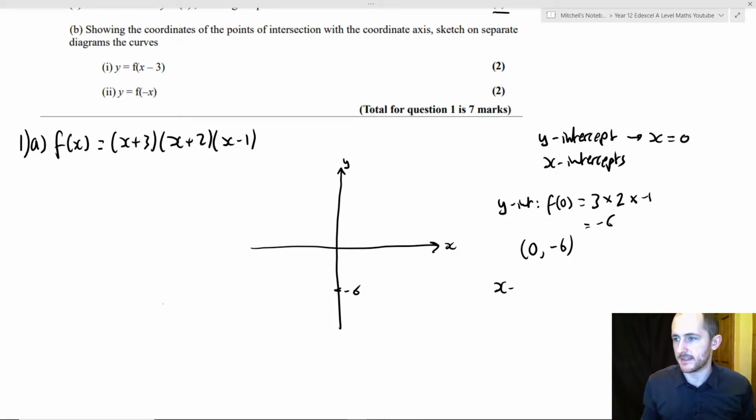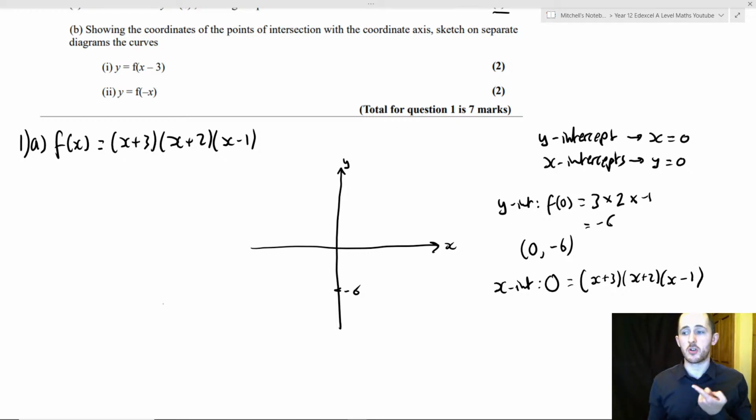Now with an x-intercept, that's the opposite. That's when y equals 0. So what we're going to do here is we're going to say 0 equals x plus 3, x plus 2, and x minus 1. Okay, now we know how to solve this already. It's the same as solving a quadratic. We set each of these brackets equal to 0. So either we have, well, in this case we have all of them, x plus 3 equals 0.